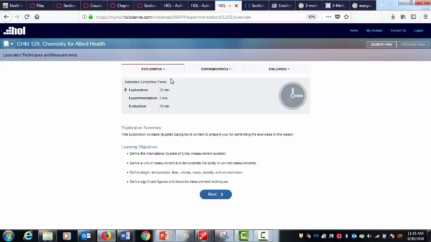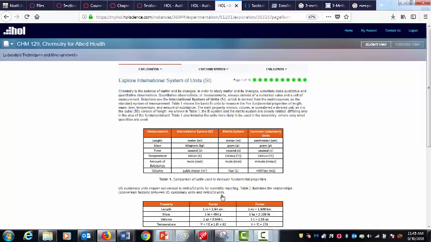For this experiment, it says exploration will take about 30 minutes. It may take a little bit longer. What you're expected to do is read through each of the different pages, and most of this will be review. If we look at this first page looking at the International System of Units, we know that the International System of Units is the standards, and the metric system is based on that. And we will use the metric system in lab throughout the semester.